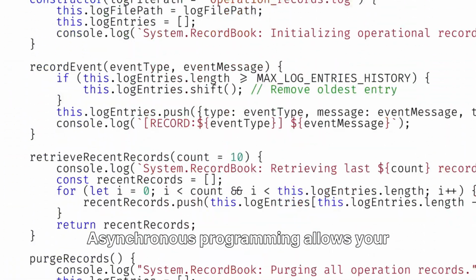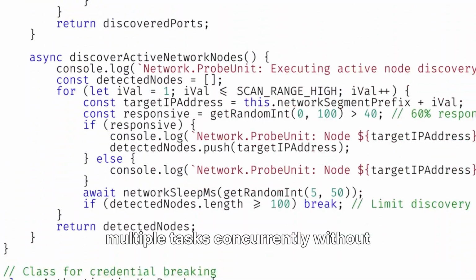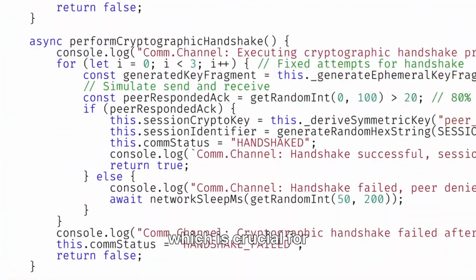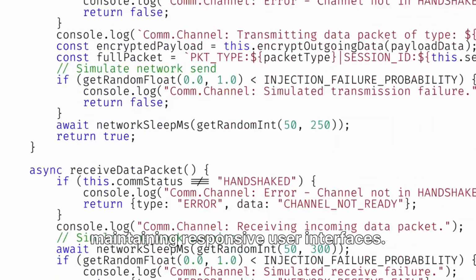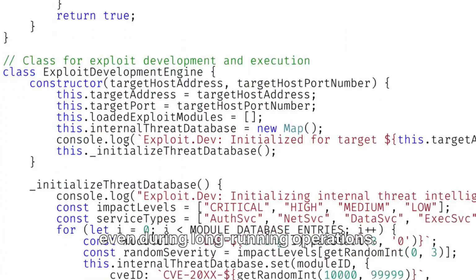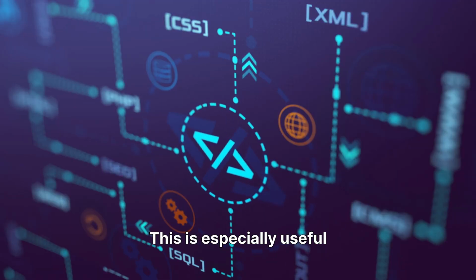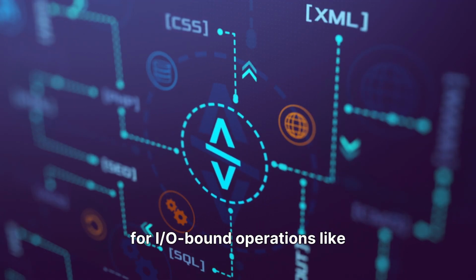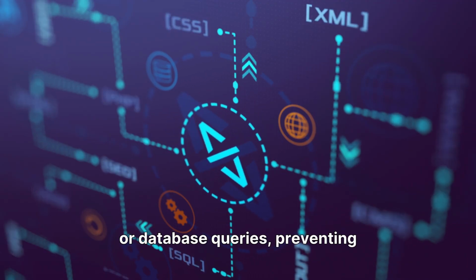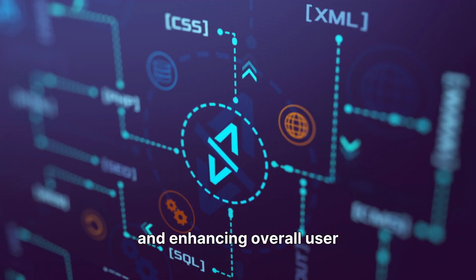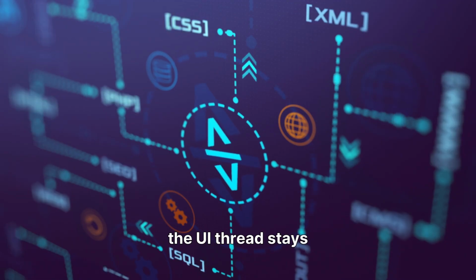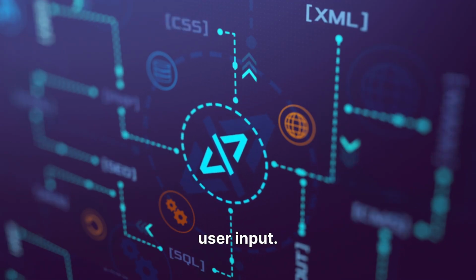Asynchronous programming allows your C-sharp applications to perform multiple tasks concurrently without blocking the main thread, which is crucial for maintaining responsive user interfaces. This approach ensures that your application remains interactive even during long-running operations. This is especially useful for I/O-bound operations like network requests, file access, or database queries, preventing your application from freezing and enhancing overall user experience. By offloading these tasks, the UI thread stays free to respond to user input.